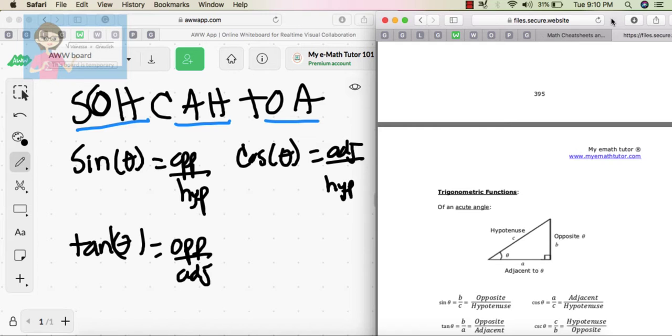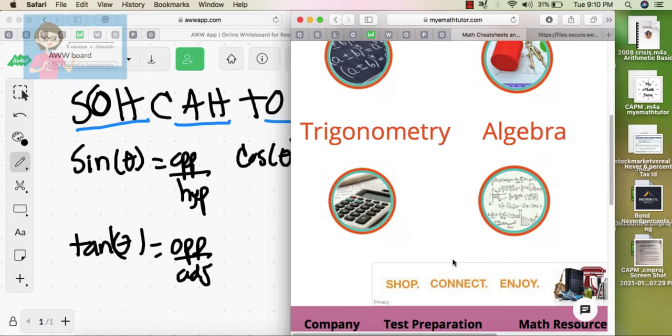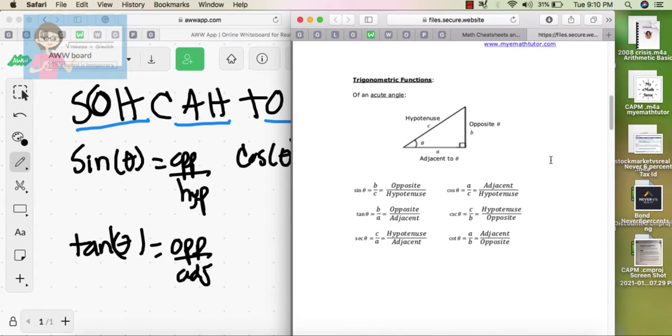Now, as you can see here, SOHCAHTOA is super important because they're going to ask you things about triangles. By the way, this math cheat sheet, you can find it on my website. You click my math tutor formulas, you click on trigonometry, and boom, you get this beauty right here.